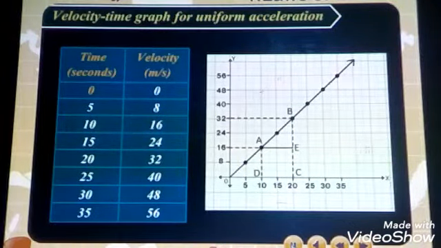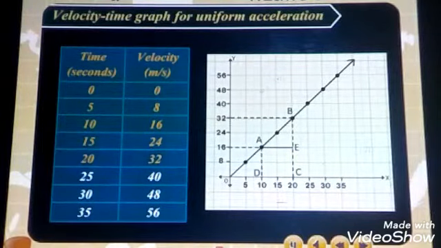Time in seconds is given: 0 for 0 velocity, 5 seconds for 8 meters per second, 10 seconds for 16 meters per second, 15 seconds for 24 meters per second, and when the velocity is 32, it takes 20 seconds. When the velocity increases to 40 meters per second, it takes 25, and in the same way 48 requires 30 seconds and 56 velocity will be there at 35 seconds.